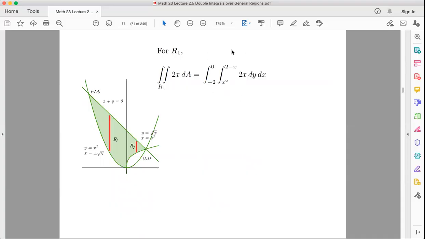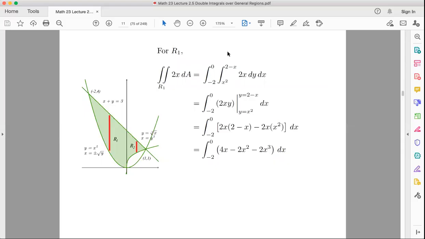This is our integral, and we evaluate the inner with respect to y. We get 2xy from x squared to 2 minus x. We simplify this and then evaluate with respect to x from negative 2 to 0. We simplify, we get negative 16 over 3.